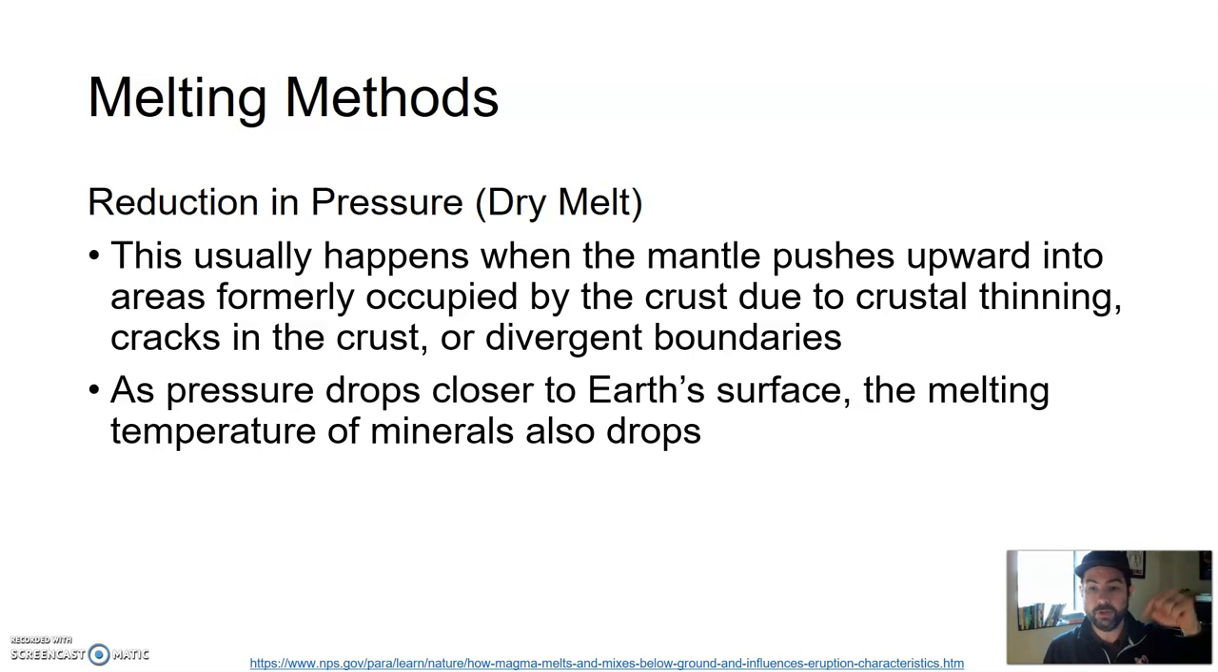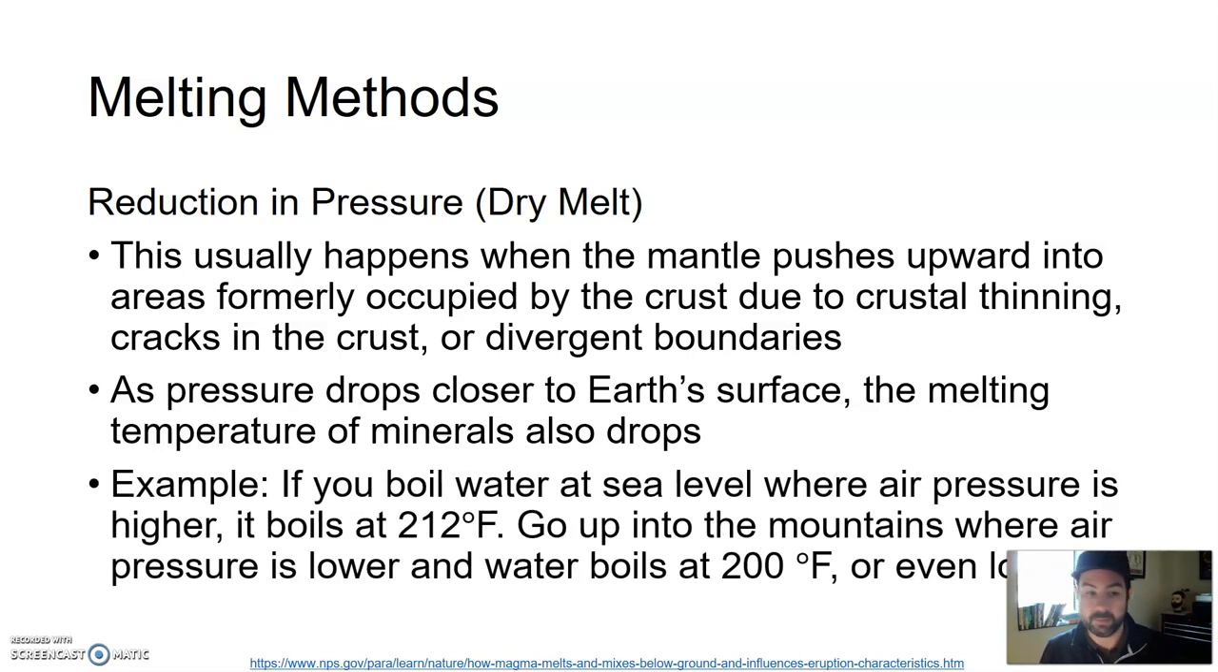As it does, the pressure drops, therefore the melting temperature of the mineral also drops, meaning it's much easier to melt that material now. You're now melting that mantle material. An example where change in pressure changes temperature: if you boil water at sea level, where air pressure is the highest, it boils at 212 degrees Fahrenheit. You go up to the top of a mountain, up in the Rocky Mountains somewhere, where air pressure is lower, water boils at a lower temperature, 200 degrees Fahrenheit, or even lower.